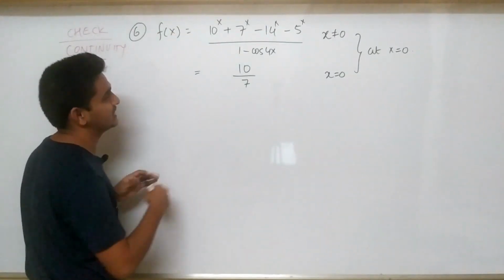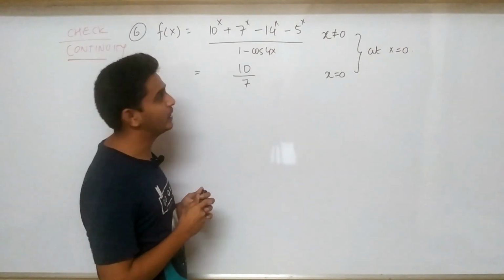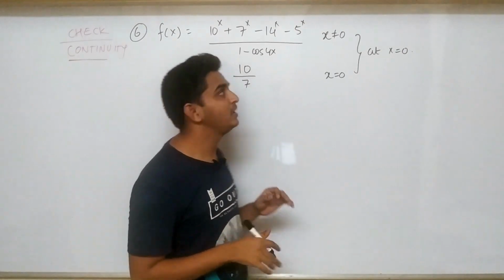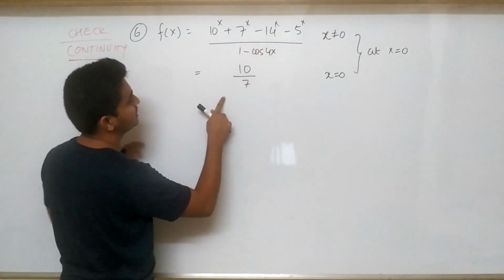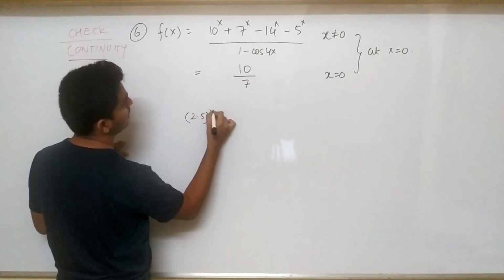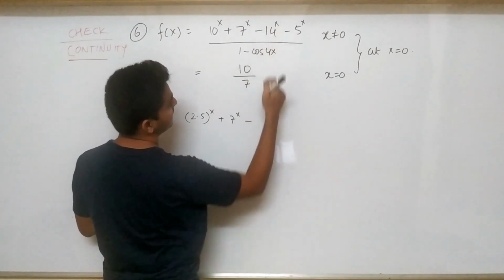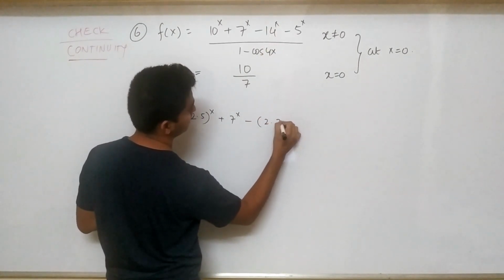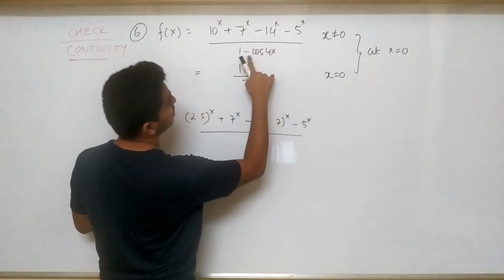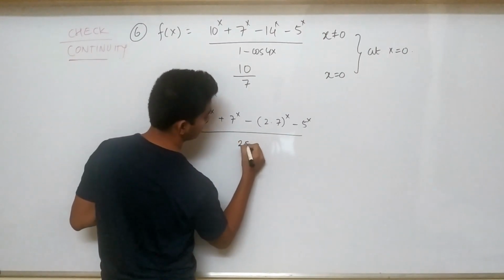The sixth question says: 10 raised to x plus 7 raised to x minus 14 raised to x minus 5 raised to x, everything divided by 1 minus cos of 4x. So we need to simplify the numerator first. We can write 10 as 2 times 5, plus 7 raised to x, minus, we can write 14 as 2 times 7, and we can write 1 minus cos of 4x, which is the formula for 2 sine square 2x.